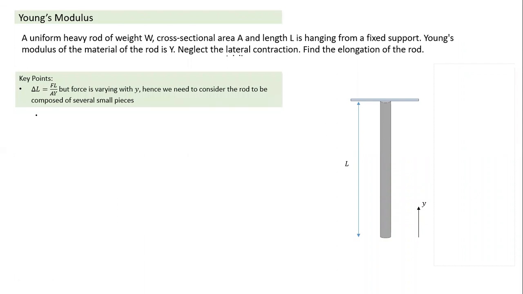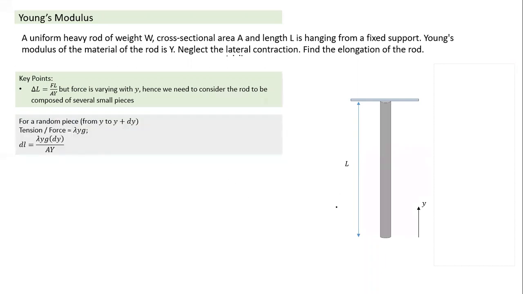We understand change in length is equal to force times length of that element divided by area of cross section times Y, and this is a material property. In this case, we notice force is varying with y. As the force is varying, I cannot directly use this formula. So what we need to do here is consider the rod to be composed of several small pieces. This kind of integration we have done multiple times, we should be comfortable, and I'll quickly go through.